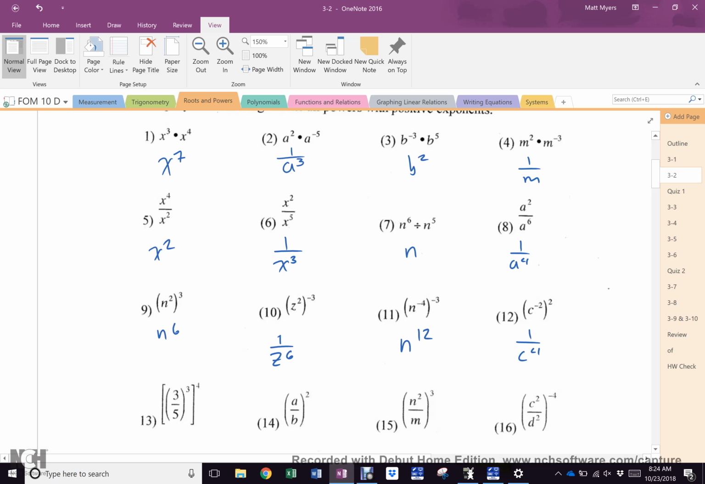Between 2 and 4, there is no difference between 2 and 4. 2 plus negative 5 equals negative 3. There is no such thing as a negative exponent, so it moves. A to the negative 3 is really a over 1 to the negative 3. So you reciprocate it, so that 3 is positive.